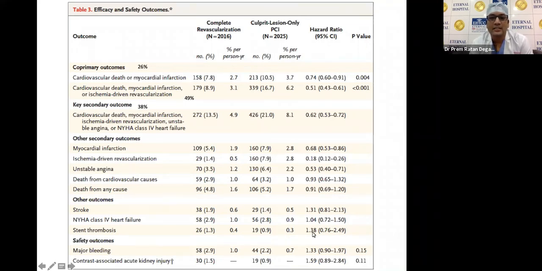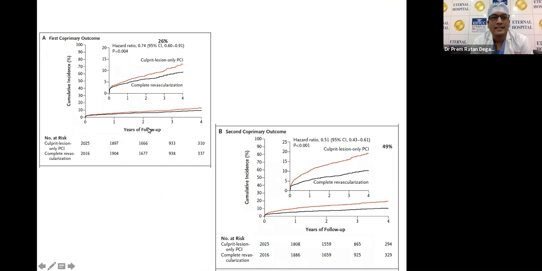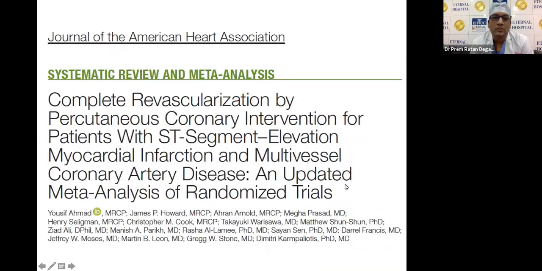So you can see in this Kaplan-Meier graph that for the first co-primary outcome, there was a 26% reduction in the complete revascularization arm versus the culprit lesion only PCI arm. And for the second co-primary outcome, there was a 49% reduction compared to culprit lesion only PCI. So these are all our randomized trials.